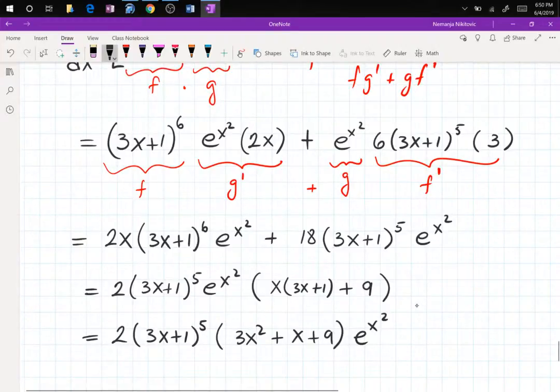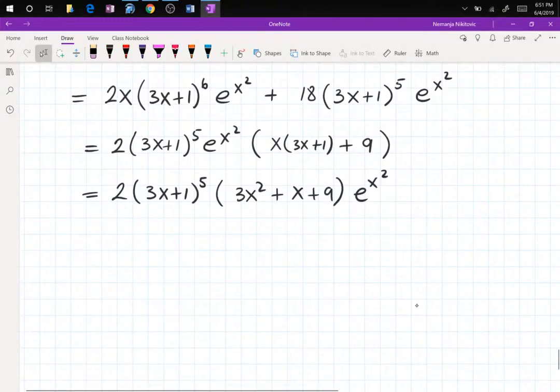factoring over here, we have 2 that is in common between 2 and 18. We have 5 of these 3x plus 1 that go in a pile, and e to the x squared that goes in a pile. The leftovers are a single x, 3x plus 1 from the first, and from the second one only 9 as leftover. And you multiply that and add that together, and that's it. So this is the way to deal with multiple rules. We have 2 composite functions multiplied, so we have a product rule.